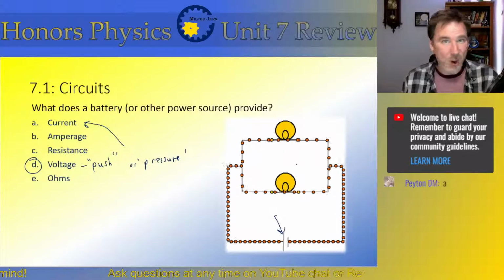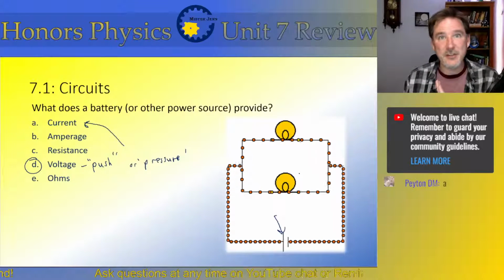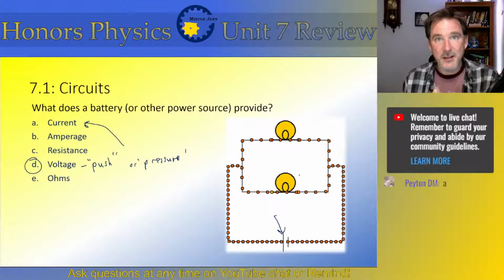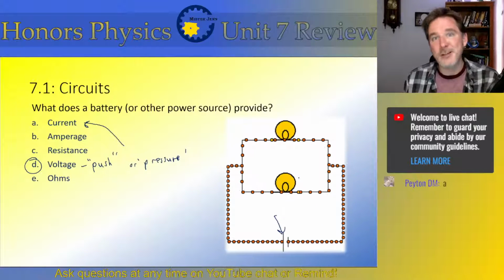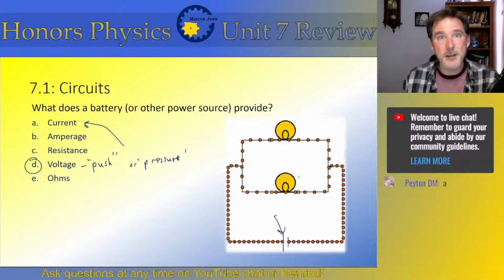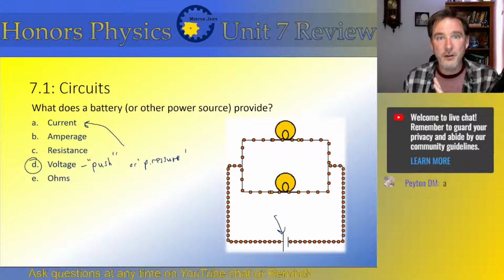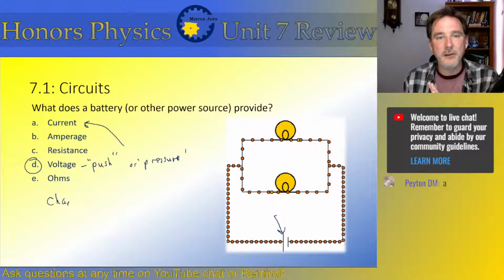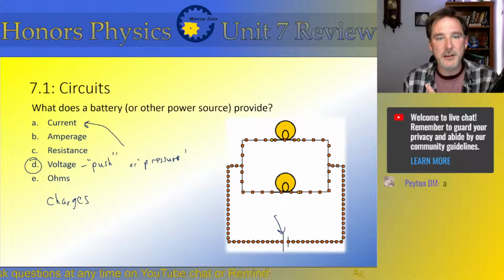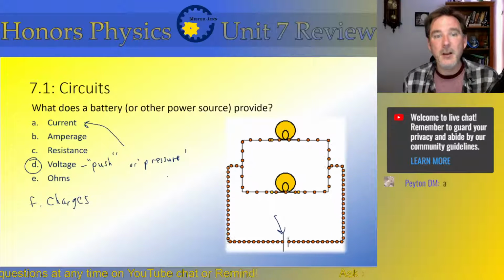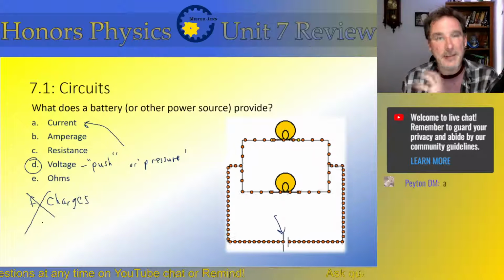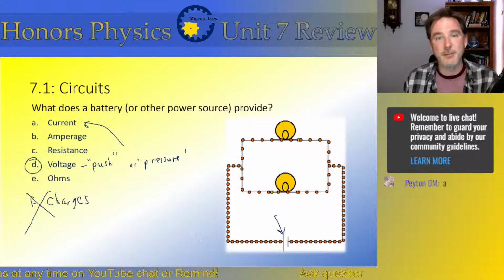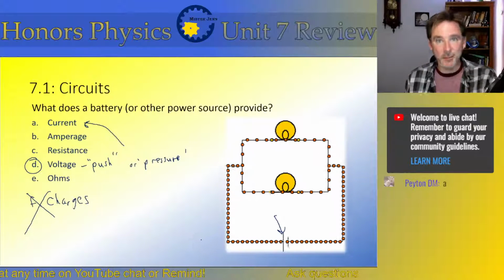The electrons are already there. If you remember the FET simulation you did, the electrons are already in the wires. The charges are already in the components, in the light bulbs, in the resistors. One popular choice is that it provides the charges. So it would be F. That would be incorrect. It does not provide the charges. It provides the voltage, the push.